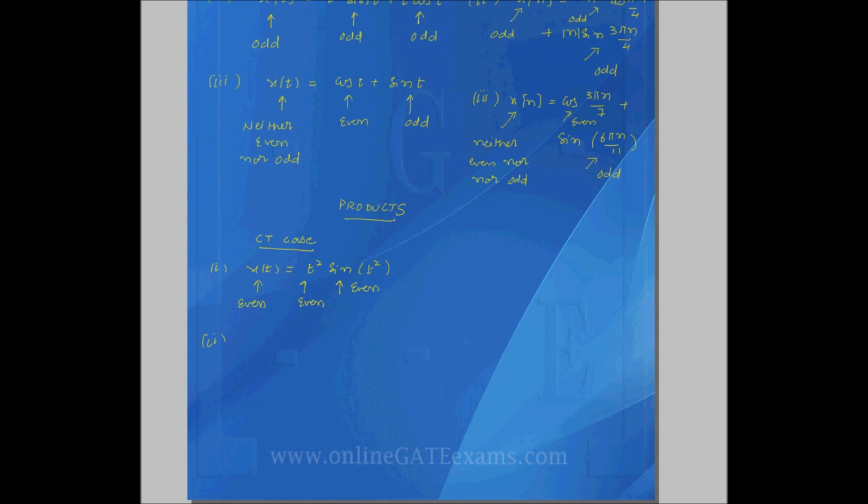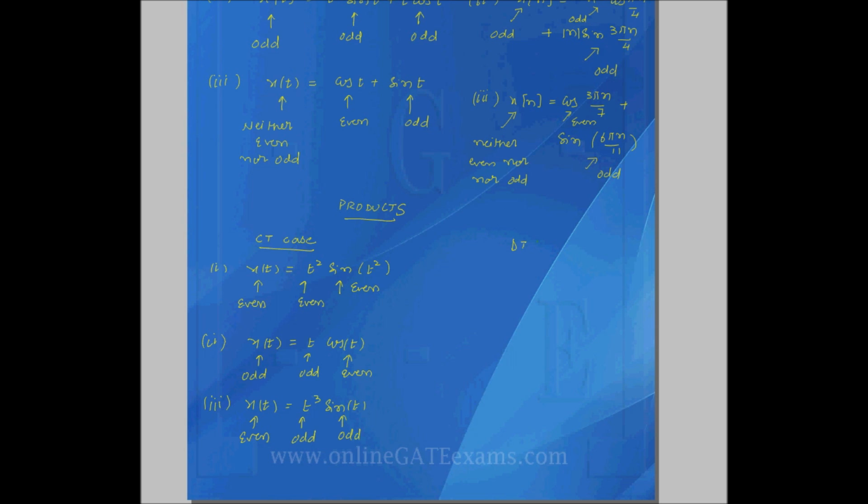Second example, we take x(t) to be equal to t cos t. Again this fellow is odd, this fellow is even, so the product of even and odd signals should be an odd signal. As a final example, let us take x(t) equal to t³ sin t. Again this fellow is odd, this fellow is odd, the resulting signal is an even signal. So this is for the continuous time case.